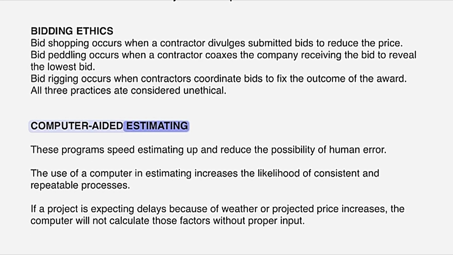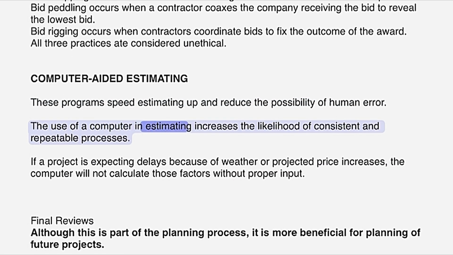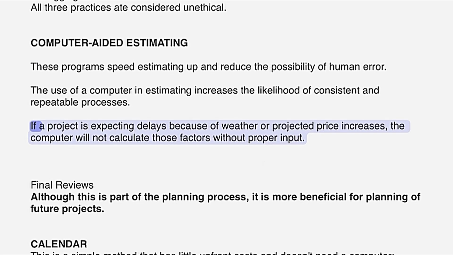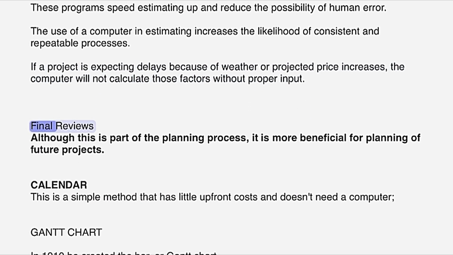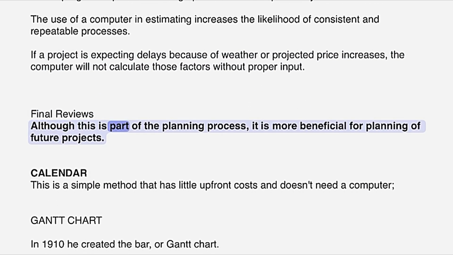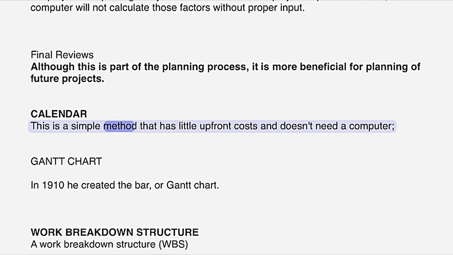Computer-aided estimating. These programs speed estimating up and reduce the possibility of human error. The use of a computer in estimating increases the likelihood of consistent and repeatable processes. If a project is expecting delays because of weather or projected price increases, the computer will not calculate those factors without proper input. Final reviews. Although this is part of the planning process, it is more beneficial for planning of future projects. Calendar. This is a simple method that has little upfront costs and doesn't need a computer.